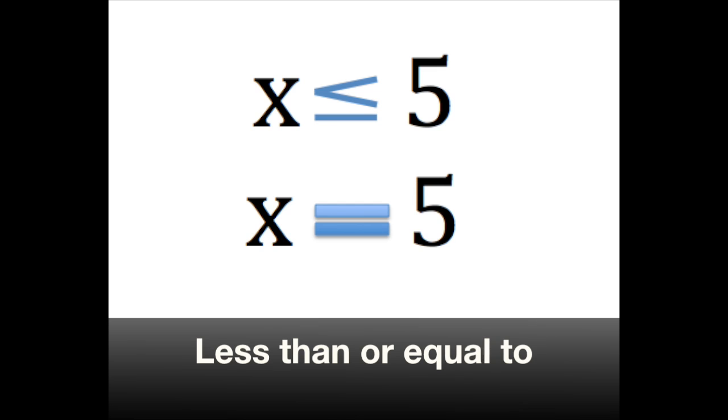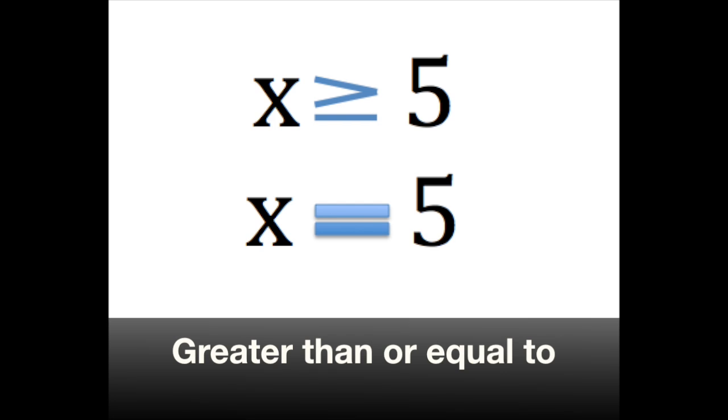If x is less than or equal to a number, again in this case 5, it can be any number lower than 5, but it can also equal 5. If x is greater than or equal to a number, again in this case 5, it can equal any number greater than 5, but it can also equal 5.